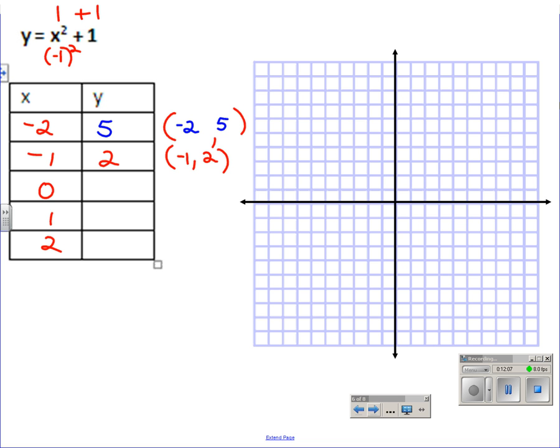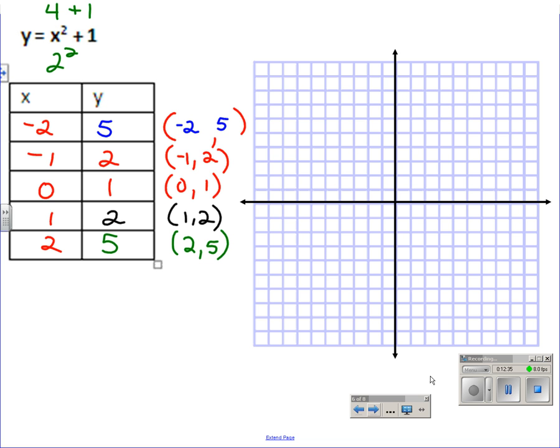All right, 0, that's usually pretty easy. 0 squared is 0 plus 1 is 1. So 0 comma 1. My next point, let's put a 1 in for x. So 1 squared is 1 plus 1 is 2. So 1 comma 2. And finally, let's put a 2 in there. So 2 squared is 4. 2 times 2 is 4 plus 1 is 5. So my last point is 2 comma 5.